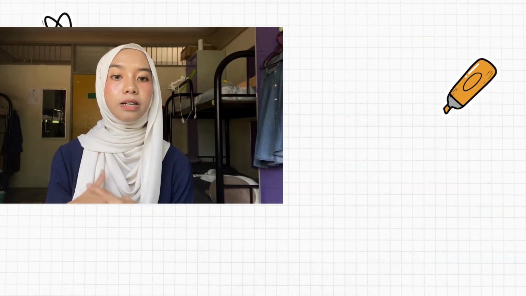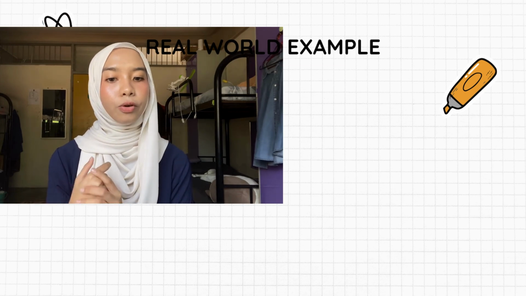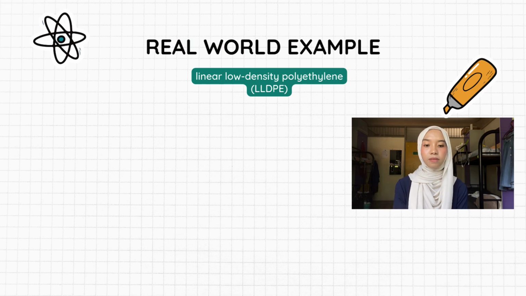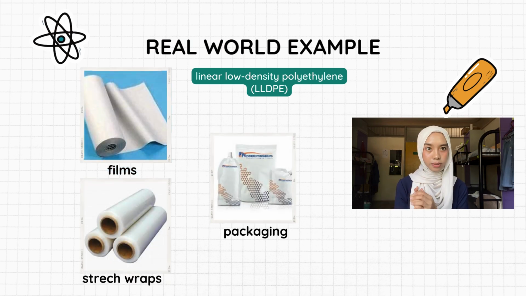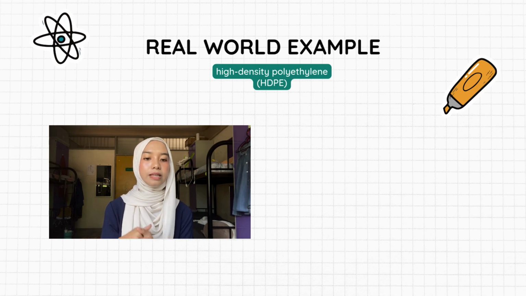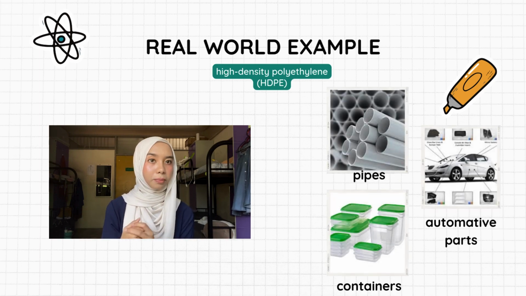For the next part, the real world examples. For linear low density polyethylene, LLDPE, the examples are films, packaging, and stretch wraps. For high density polyethylene, HDPE, the examples are pipes, containers, and automotive parts.